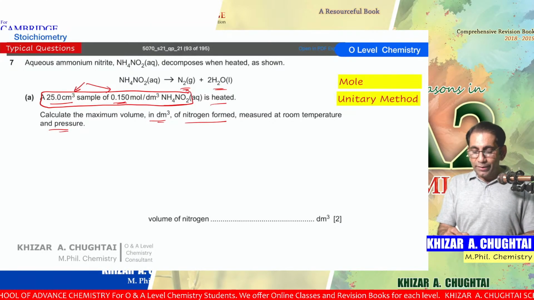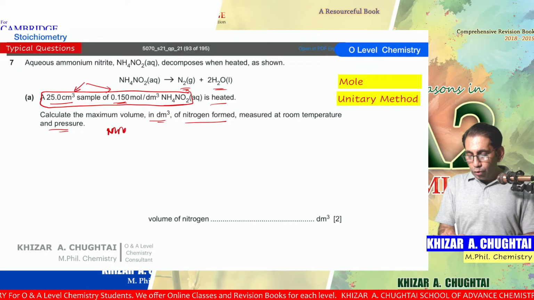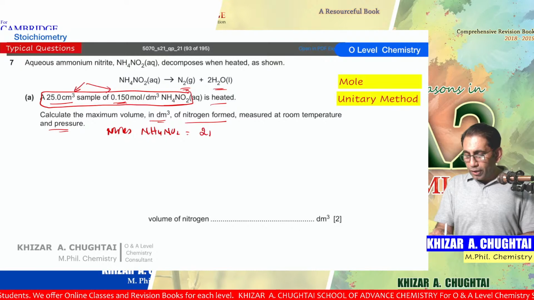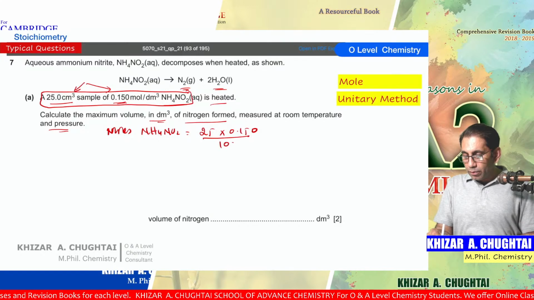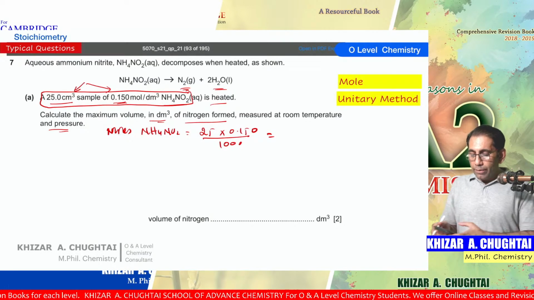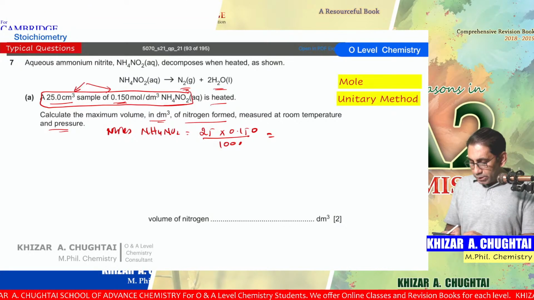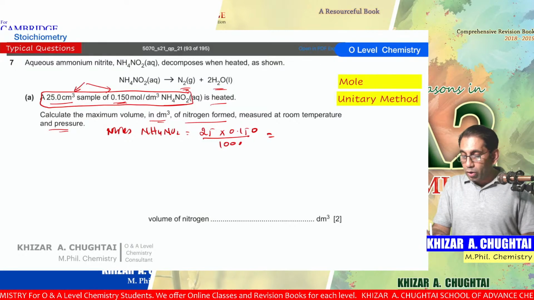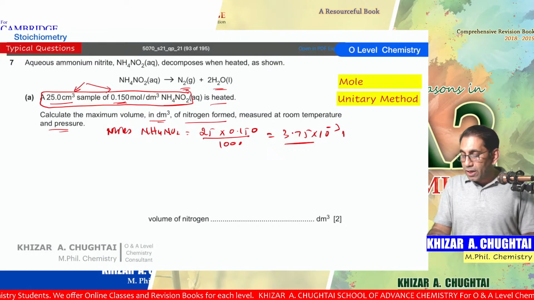First of all, what we can deduce from this data is the moles of NH4NO2. That is equal to 25 times 0.150 divided by 1000. So that is the mole of NH4NO2 used at present. 25 multiplied by 0.15 divided by 1000, and the answer is, if I am not wrong, 3.75 times 10 raised to power minus 3. That is the answer in moles.